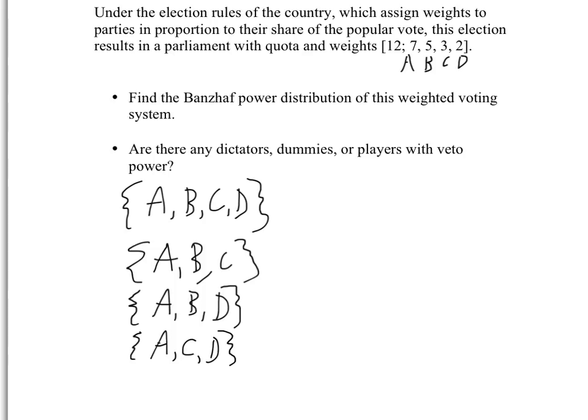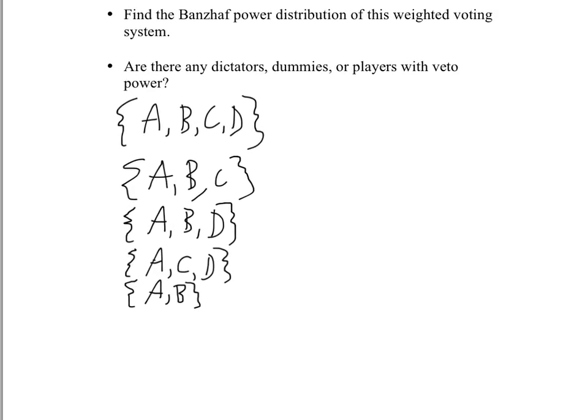And finally, we ask about 2-member winning coalitions. There's only one way to achieve a quota of 12 with the combined weights of only 2 players, and that's to put A and B together in a winning coalition. So that is our complete list of winning coalitions, and now we're all set to complete the analysis.